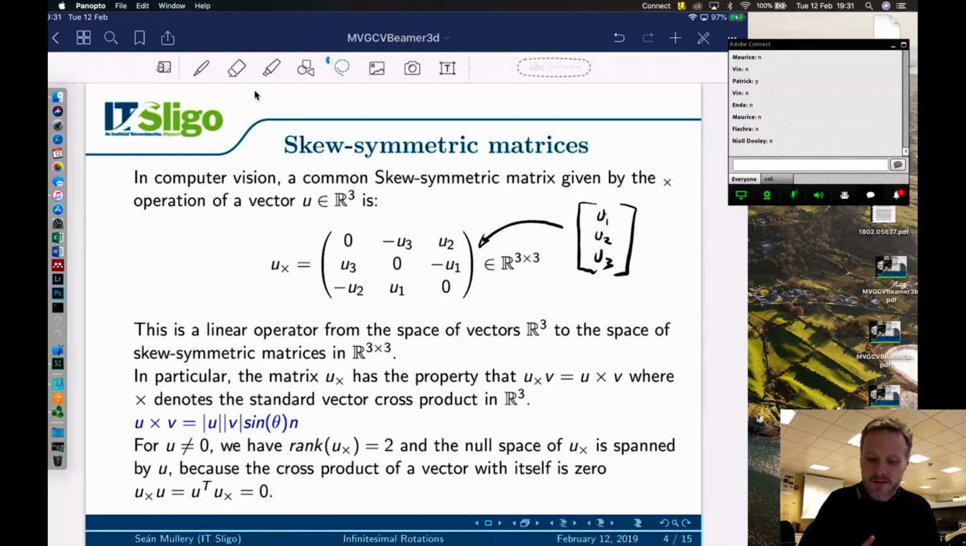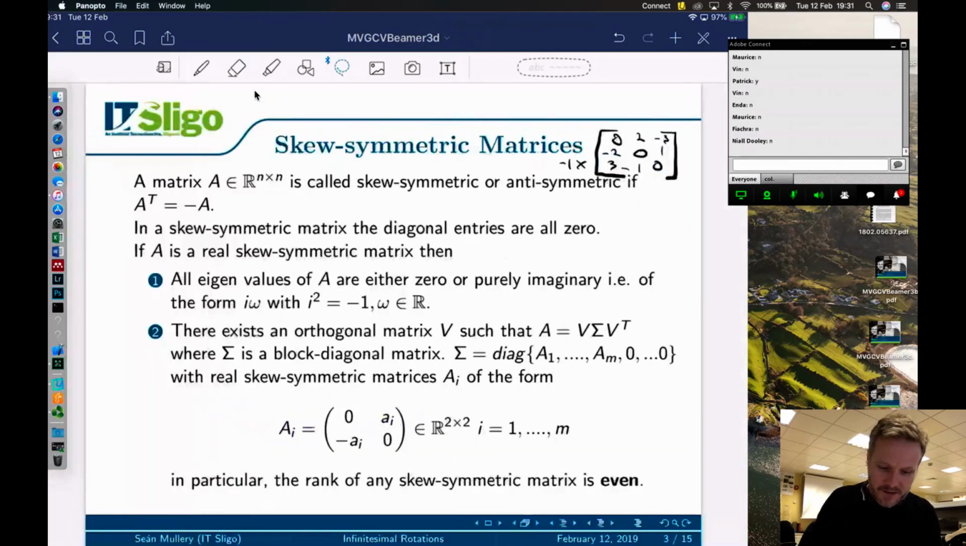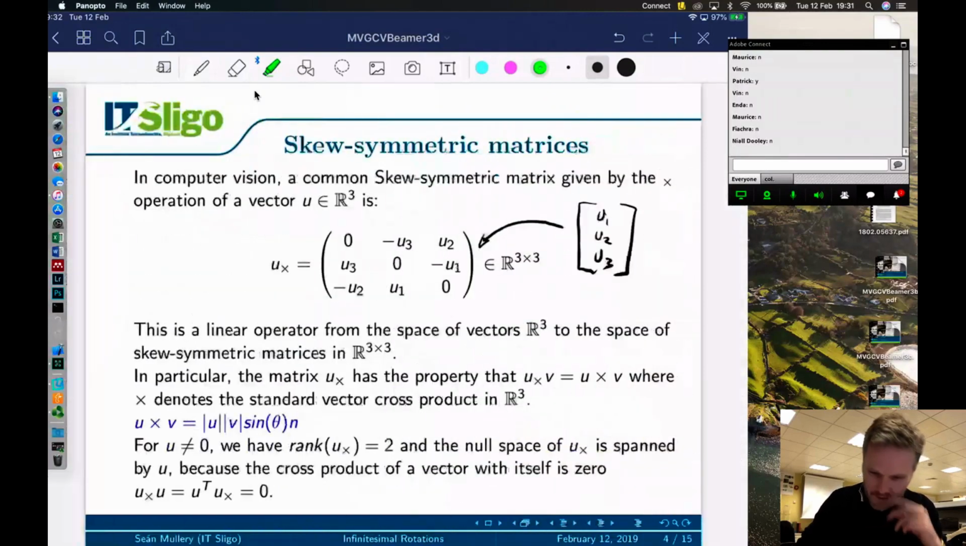So basically that means that if I get the transpose of this, I end up with the negative of it. And remember that idea, it's going to pop up again because we're going to find that something else just happens to be a skew-symmetric matrix, and that turns out to be useful. So this is a linear operator, and it turns out that it's quite useful. What it allows us to do is the operation of the cross product, the vector cross product.